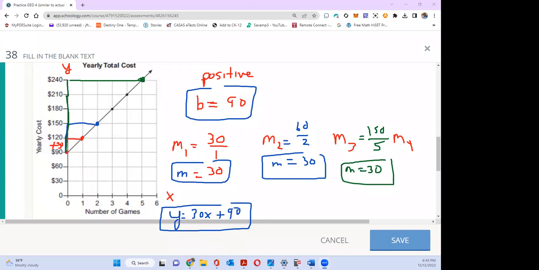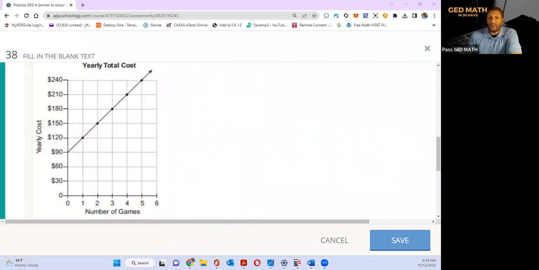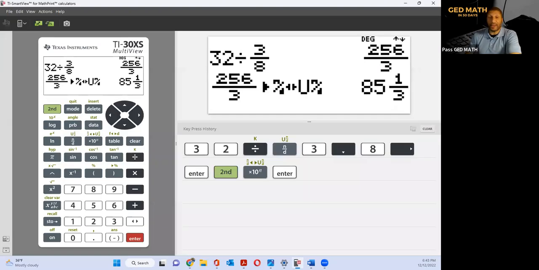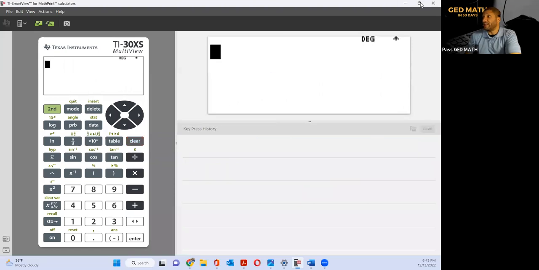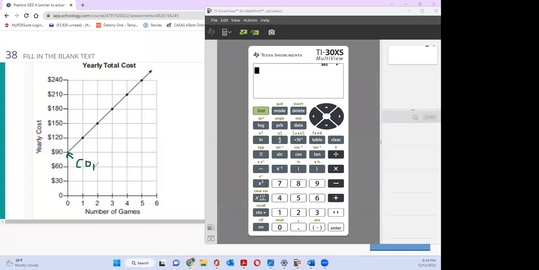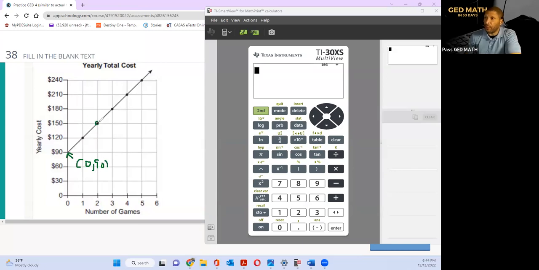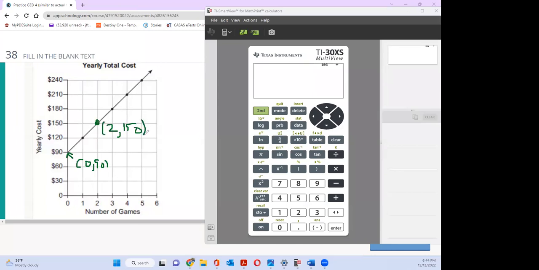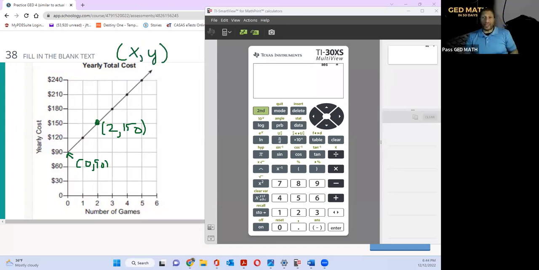Now, watch this. What I'm trying to tell you is, if you have the ebook, you don't even need to do all that. All you need to be able to do is identify 2 points. This point here is 0, 90. This point here is 2, 150. Does everybody understand that? Because each point is x before y. Now, watch this. All that work that I just showed you, watch this.